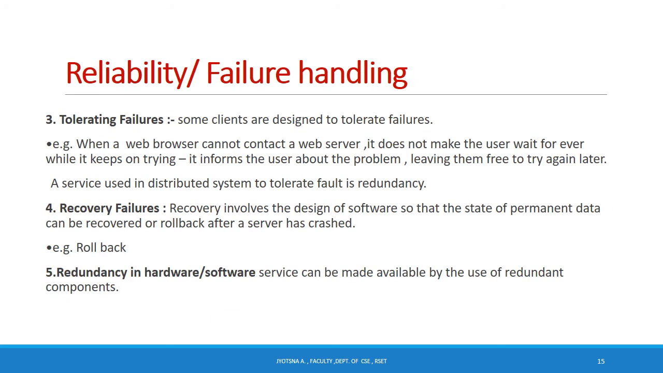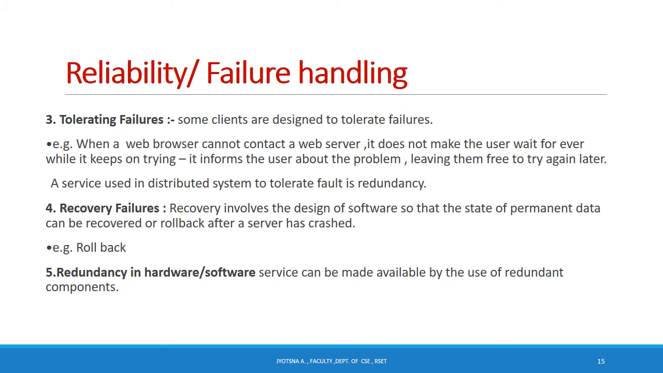The third technique for failure handling is tolerating failures. Some clients are designed to tolerate failures. For example, when a web browser cannot contact a web server, it does not make the user wait forever. While it keeps on trying, it informs the user about the problem, leaving them free to try again later. The main technique used in distributed system for fault tolerance is redundancy.